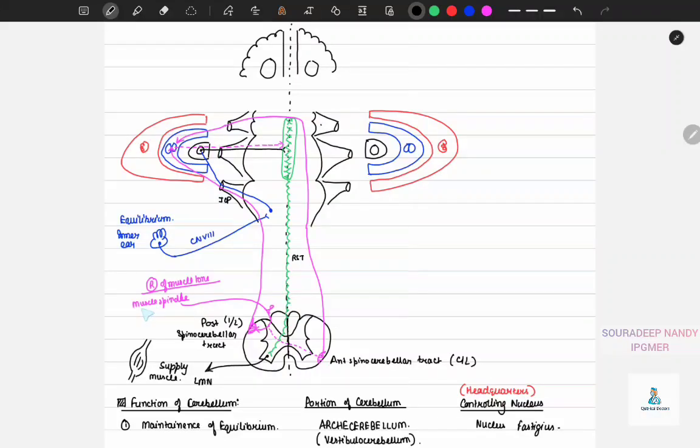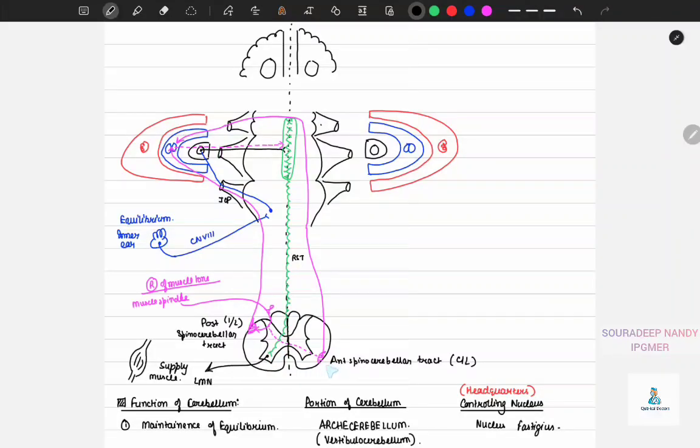So the muscle spindle senses some change in the muscle tone. That information is carried by the sensory nerve to the posterior spinocerebellar tract, and some sensation is carried by the anterior spinocerebellar tract. The posterior spinocerebellar tract ascends and enters the cerebellum via the inferior cerebellar peduncle to relay over the nucleus interpositus. From the nucleus interpositus, the signal is sent to the reticular formation, and the reticulospinal tract supplies the lower motor neuron to make the necessary adjustment in the muscle tone.